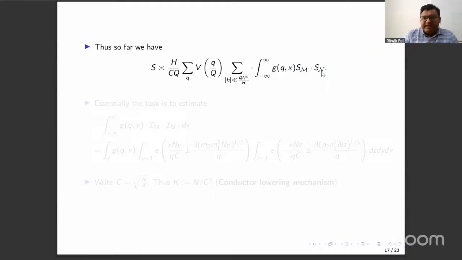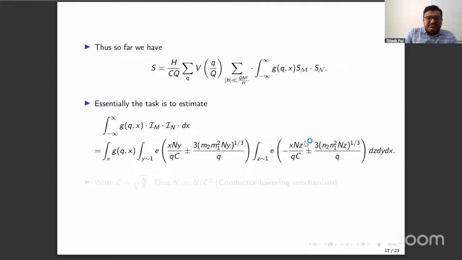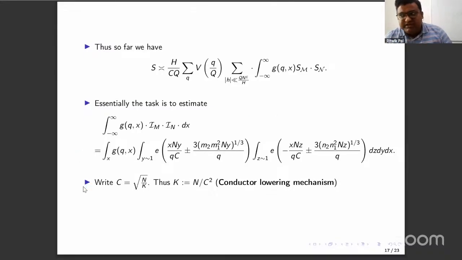And there is Sm and Sn, because this involves this integral Im and In. So essentially, this leads to one having to estimate this particular integral. There is this triple integral over x, y, and z. At this stage, we choose our c. We choose c equal to root n by k. Usually, if we choose c equal to root n, this gives the trivial estimate.